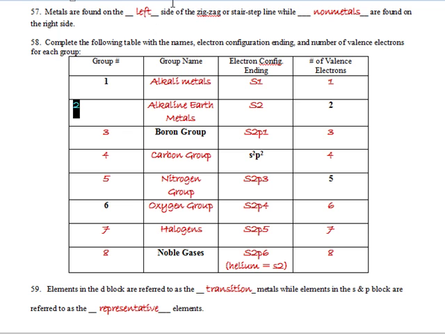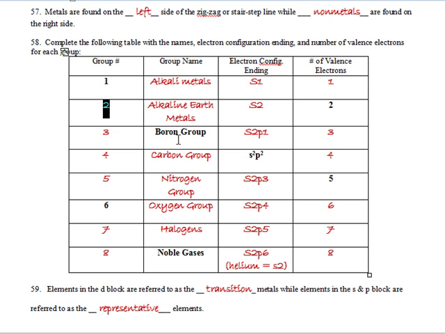Now, group 1 are the alkali metals. They end in S1. They have one valence electron. Remember, group 2 also has two valence electrons. The group number and the valence electron should match, and you should just know what everything ends in. Group 2 are the alkaline earth, and they end in S2.